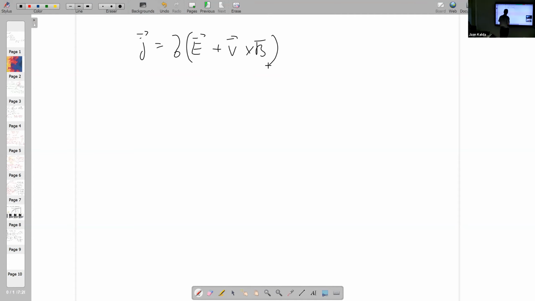And now let us take the curl of it. And so we have curl of J equals sigma curl of E plus sigma curl of V cross B. Let us bring sigma to the other side actually. It's stupid carrying over sigma all the way. So 1 divided by sigma curl of J equals curl of E plus curl of V cross B.